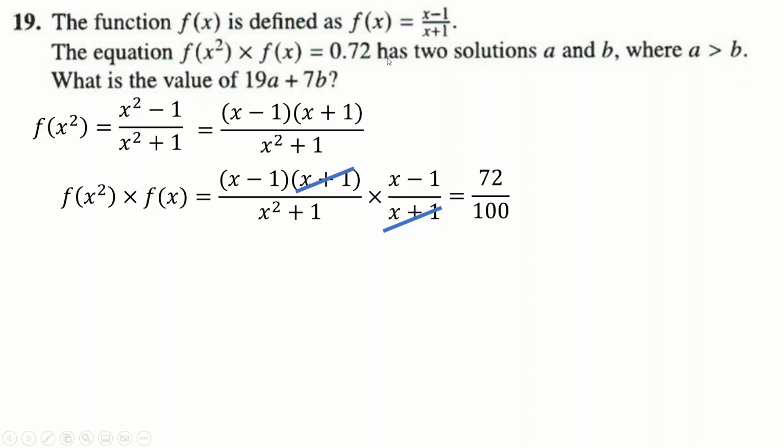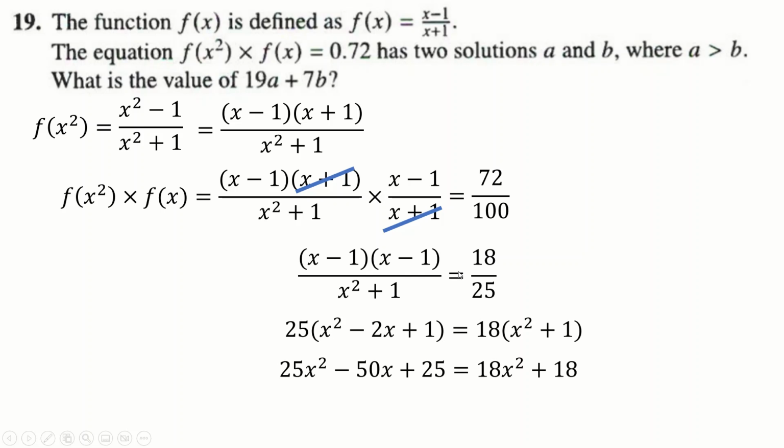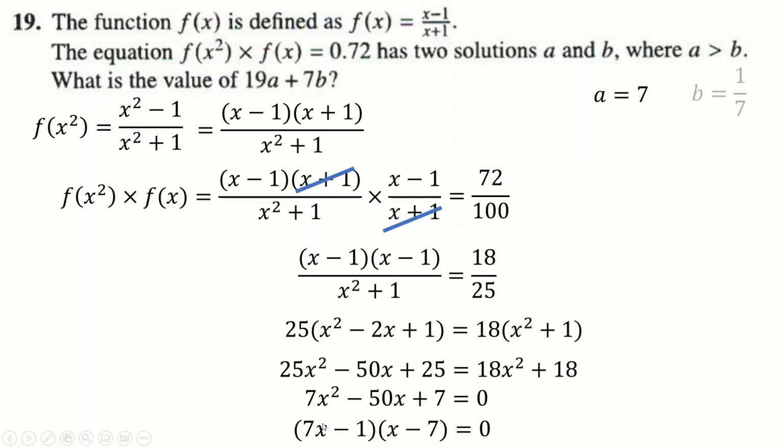I've written 0.72 as 72 over 100, and you'll see why in a second. You get this. You can simplify 72 over 100 to be this, that's why I did that, cross multiply, and you just end up with a quadratic. It's not a very nice quadratic, but it is a quadratic. It does actually factorize, although it's quite hard to see, and you have solutions at 7 and 1/7, which seems not very good. A is bigger than B, so A would have to be 7 here. Until you see this, and you realize you need to times the B by 7.